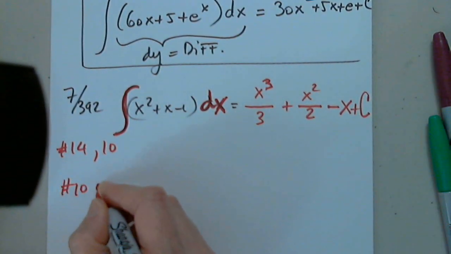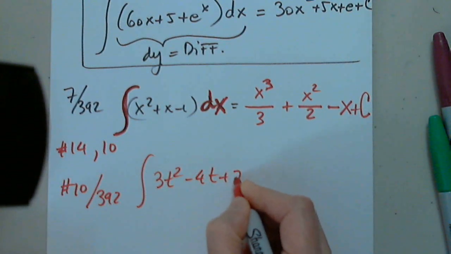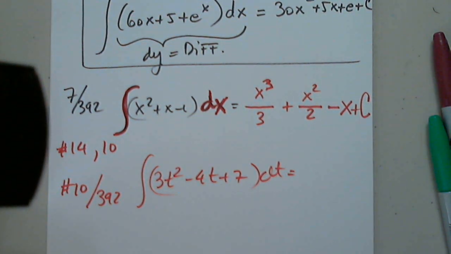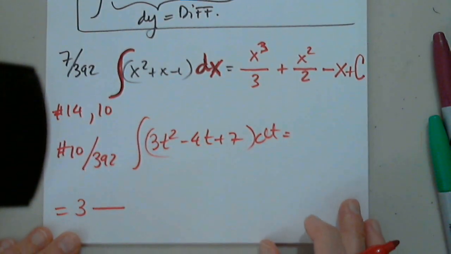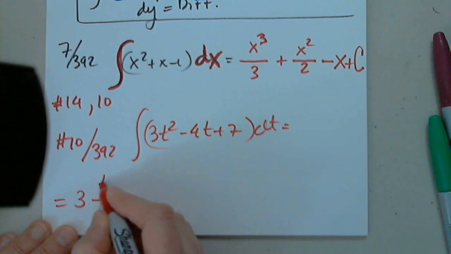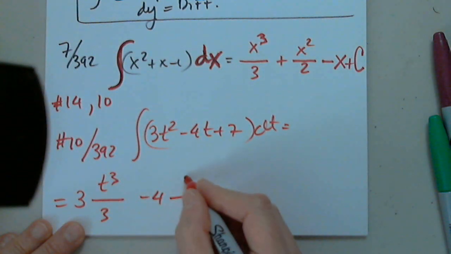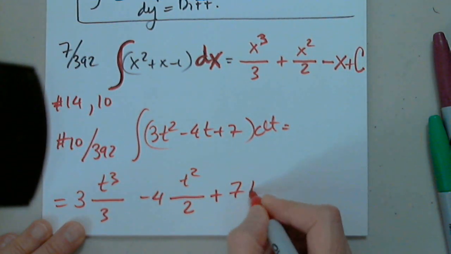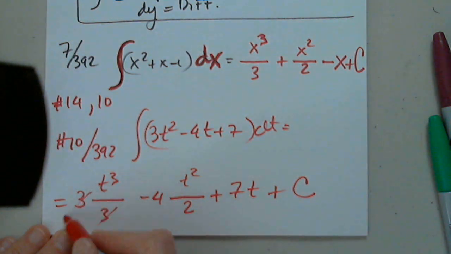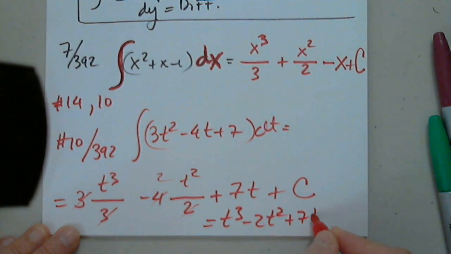In number 10, same page, 392, we have the indefinite integral of 3t squared minus 4t plus 7 dt. Perfect. Don't forget the integral has to have a d something. Good. 3. Can anyone give us what function prime is t squared? T to the third over 3. Very good. Minus 4. Which function prime is t? T squared over 2. Good. Which function prime is 7? 7t, plus a constant c. Yes, I have to simplify these two, and I have to rewrite it as t cubed minus 2t squared plus 7t plus c. Done.